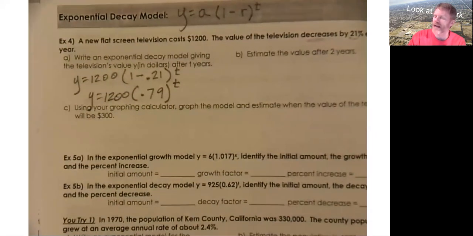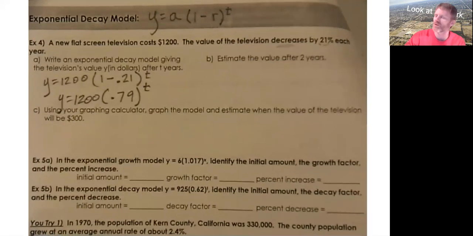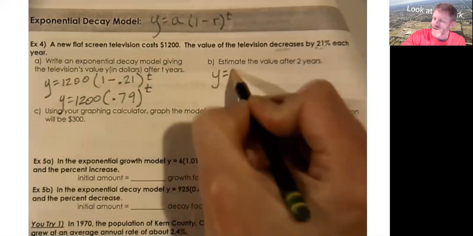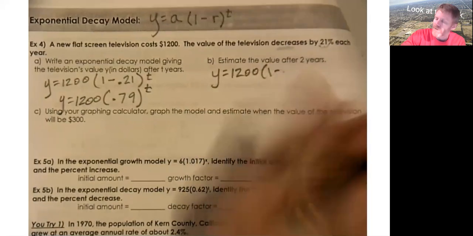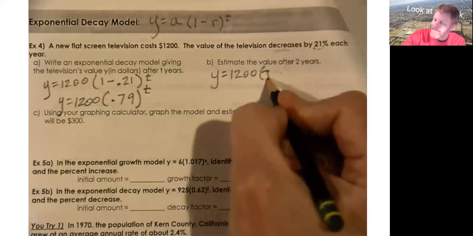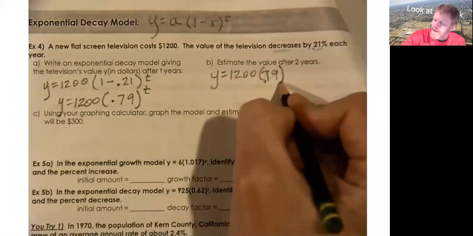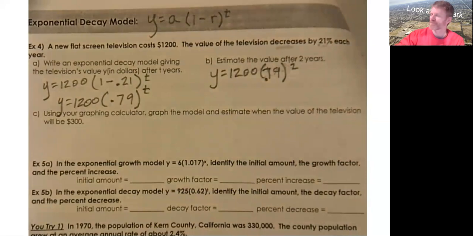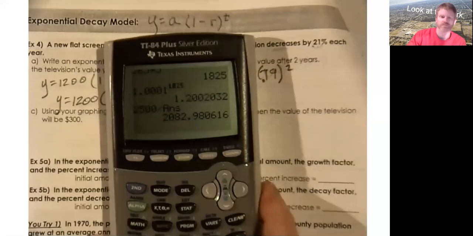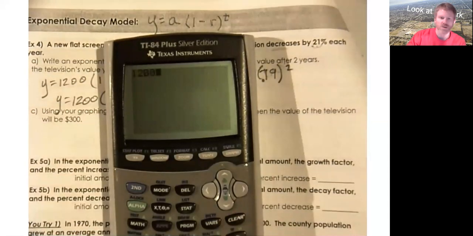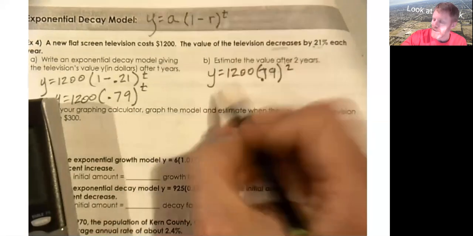So now we want to estimate the amount after 2 years. What's your TV worth after 2 years? So the amount that it's worth is 1,200. 1 minus, well, we don't have to go back through all that again. We can call it 0.79, and our years are the 2. So 1,200 times 0.79 squared. If it drops by 21%, that means that it's worth 79% for both years back to back, and that gives us $748 is what the TV is worth.